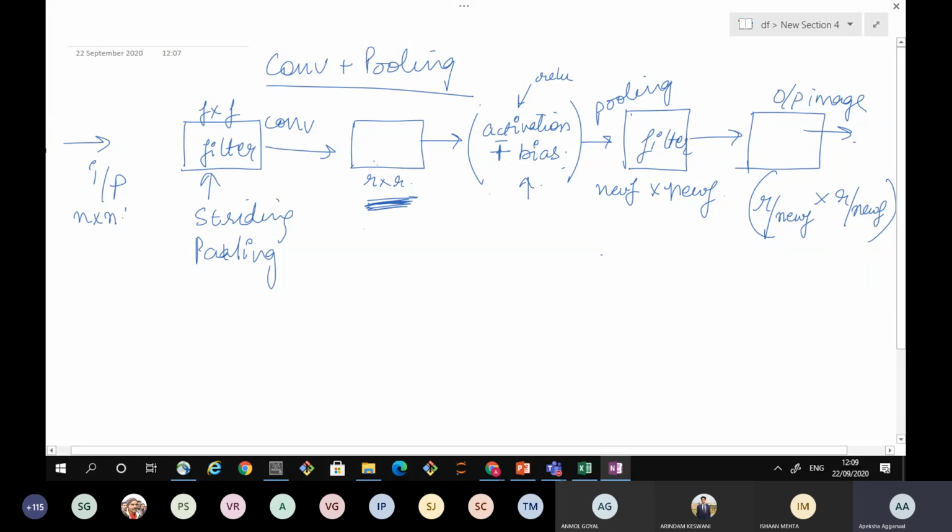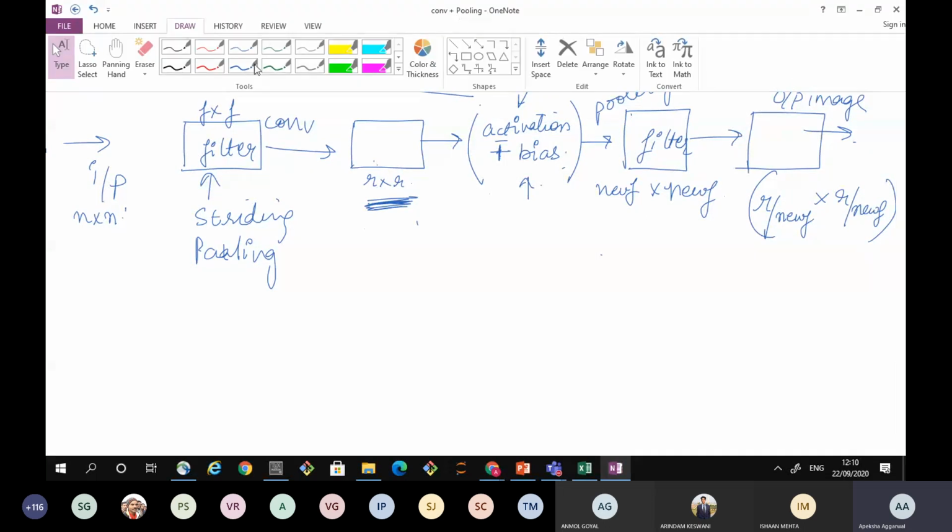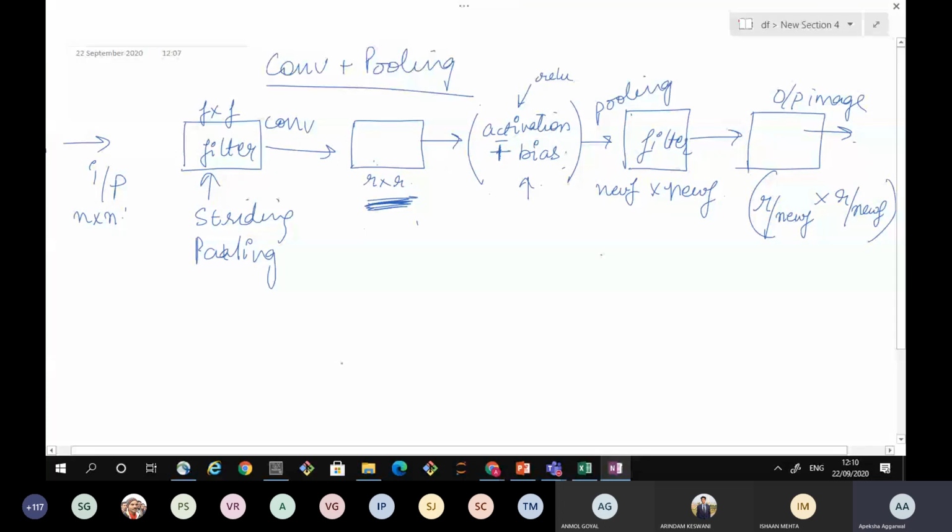Now in the convolution layer, what is activation and what is bias? Activation and bias are for the values that we are learning, right? What we are learning over here is the weights of the filter. So the filter is f cross f. If my filter size is f cross f, there would be w1, w2 up to wf.